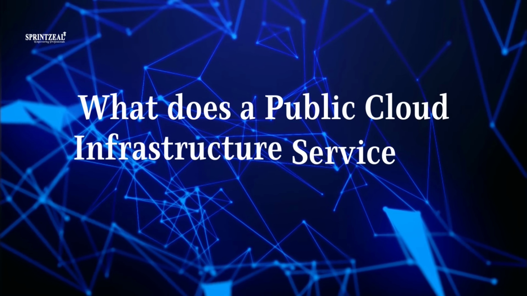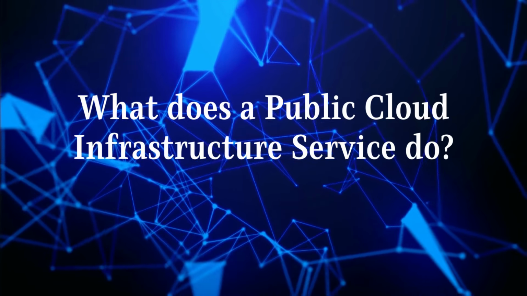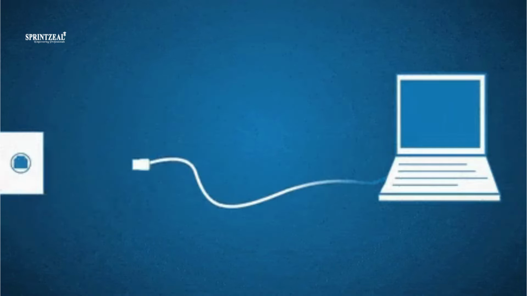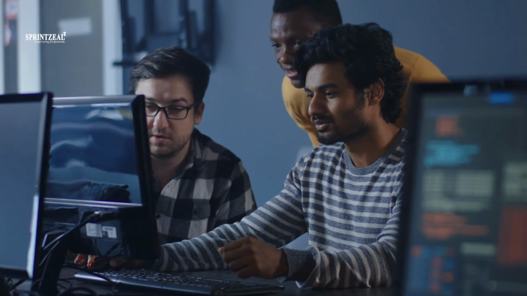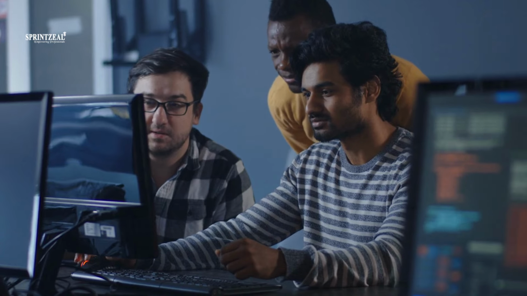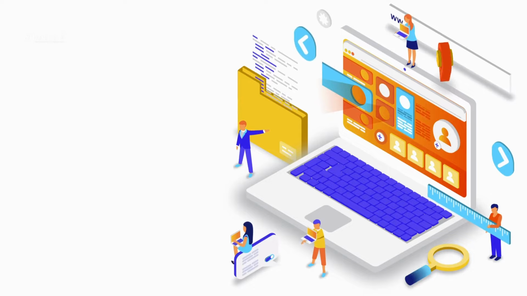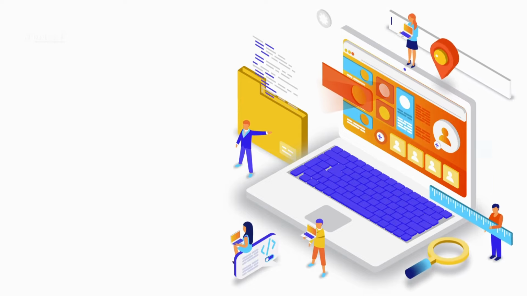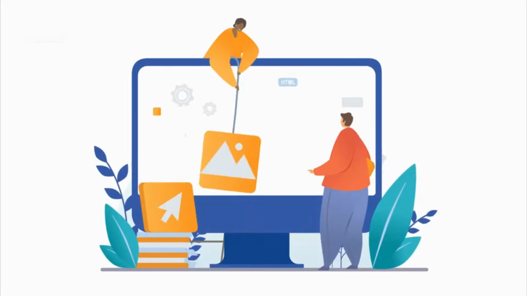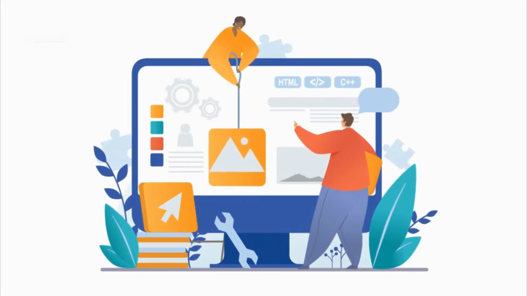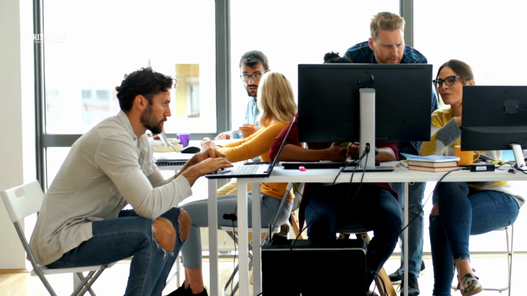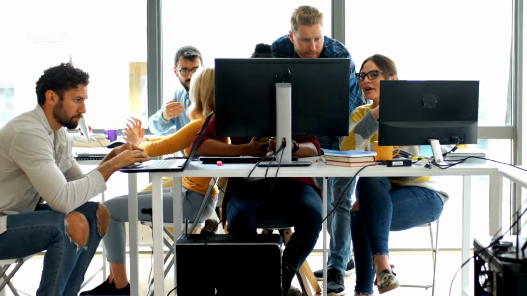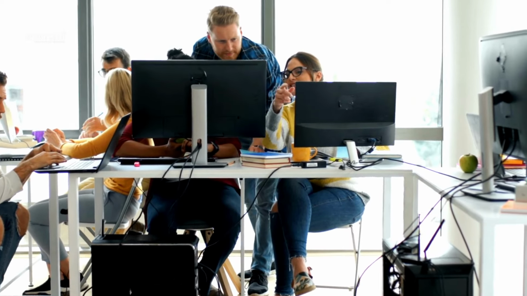What does a public cloud infrastructure service do? A public cloud infrastructure service is responsible for providing the hardware, software, and network resources required to run cloud based applications and services. Public cloud infrastructure services generally consist of the storage, compute, and networking resources, in addition to other services such as load balancing and security. These services are delivered over the internet and can be accessed by customers from anywhere in the world.